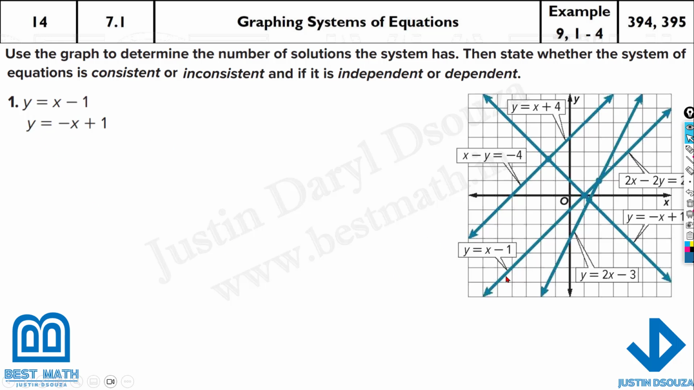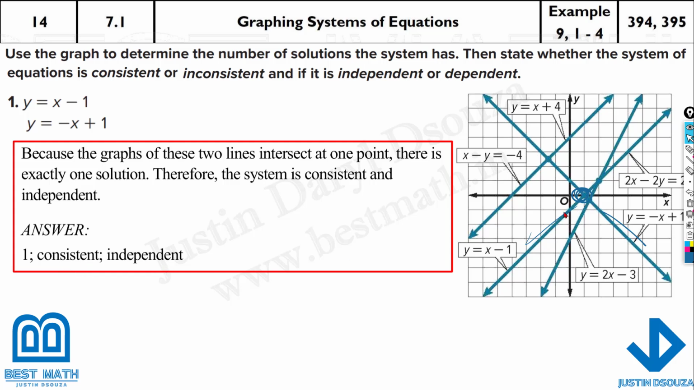y is equal to minus x plus 1 is over here. We just have to focus on this equation and this equation. They both touch over here. So they are consistent because there's a solution, and it's independent because they only touch at one point. That's the answer. It's consistent, independent, and there can be only one solution.